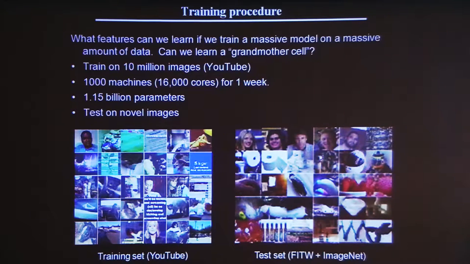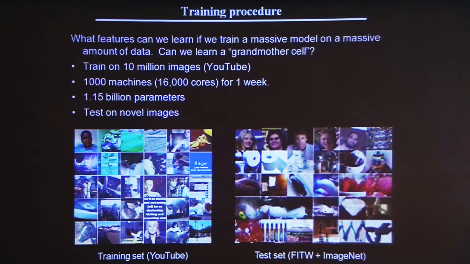And we asked ourselves the question, what can we do if we train a massive model on a massive amount of data? All this is unsupervised, right? So no labels. Can we learn a grandmother cell? Right, that's one question as well. So in computer vision, I don't know, a large data set is like maybe 10,000 images, maybe 100,000 images. We trained on 10 million images.